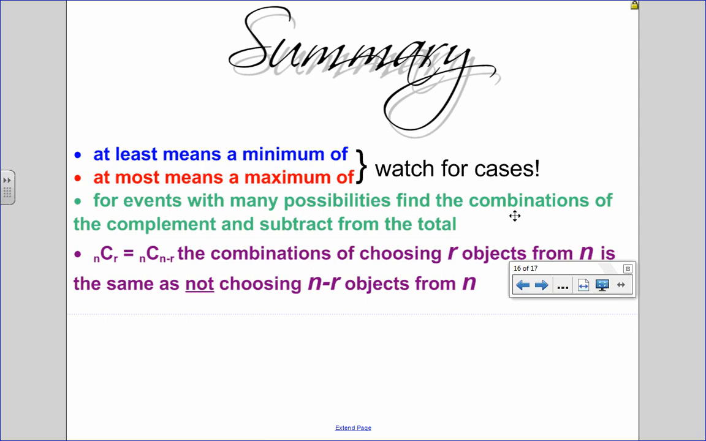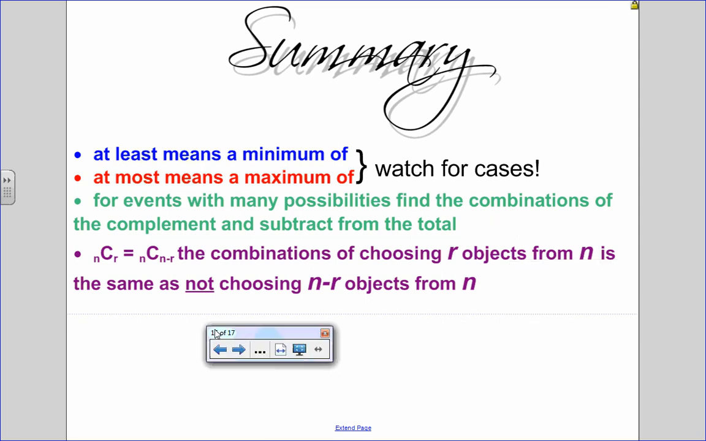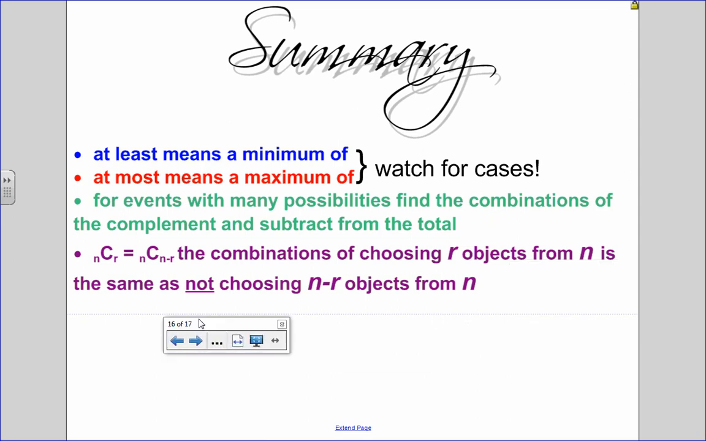So in our summary, at least means minimum, at most means maximum. So watch for cases and add the cases together. Okay, remember that if you have many possibilities, you can use that little shortcut, which was all minus this big case equals the case that you're looking for. So look for complementary events. And then nCr is the same as nC(n minus r).